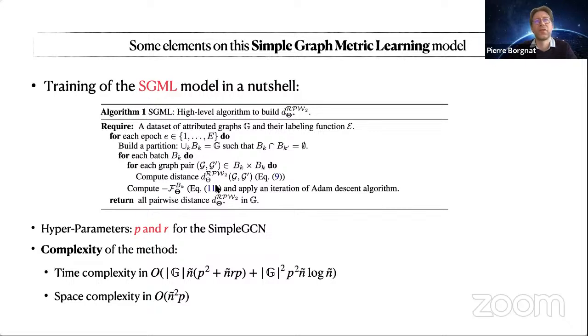We are using this loss function. We are computing the distances according to this property of restricted slice projected versus time distance. We have only two hyperparameters, P and R, and the complexity can be shown to be this one. There is a complexity for the optimal transport training and the complexity for the GCN on the other side, and this is the space complexity.